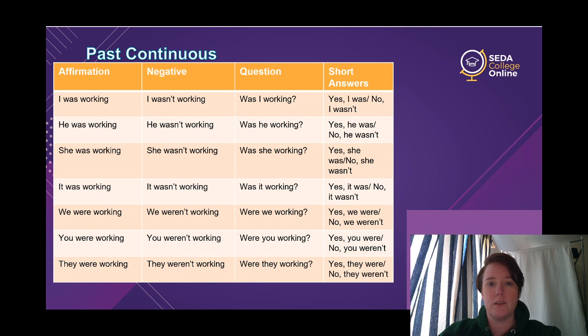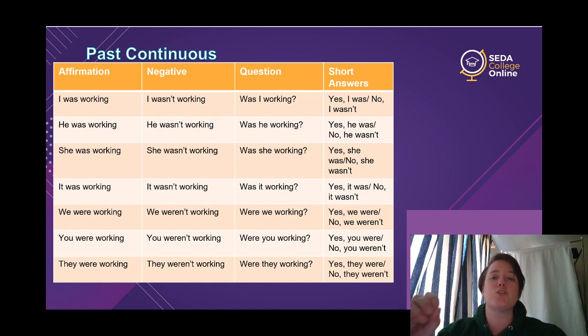Affirmative, negative, question, short answers. Okay, so look at the first row. I was working. I wasn't working. Was I working? Yes, I was. No, I wasn't. That's the structure for I. Then we have he, she, it. For he, she, it, we use was working, wasn't working, and then was he, she, it working, and then the answer, yes, he, she, it was, or no, he, she, it wasn't.